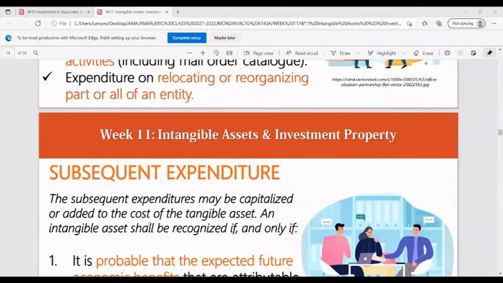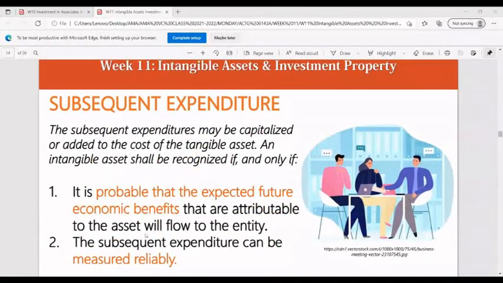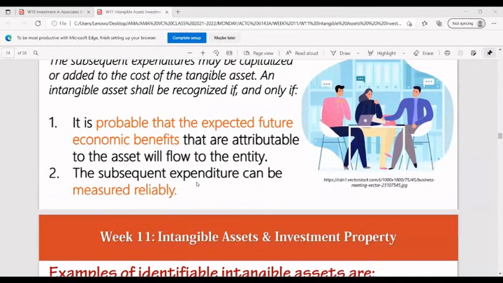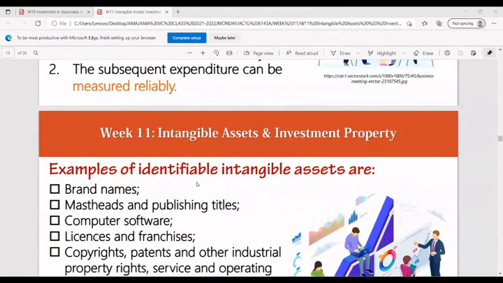As for subsequent expenditure, it may be capitalized or added to the cost of the intangible asset. An intangible asset shall be recognized if and only if it is probable that the expected future economic benefits that are attributable to the asset will flow to the entity, and the subsequent expenditure can be measured directly or reliably.